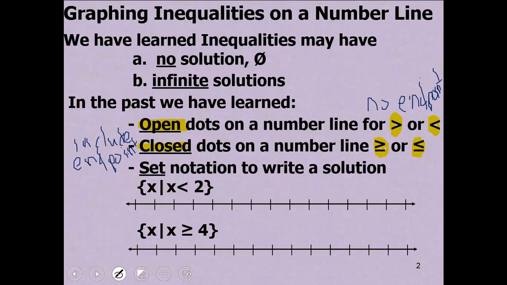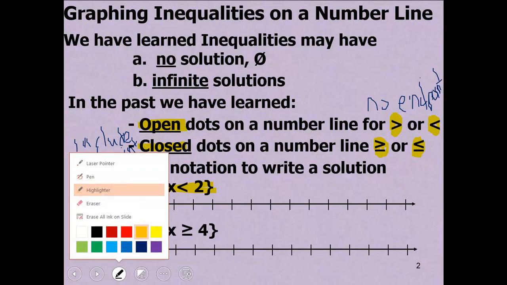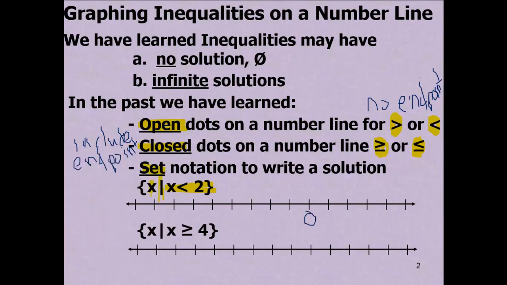Okay. The notation we've used is called set notation, and it reads like this: all x's such that x is less than 2. All right, when we graphed this, if we said here was 0, this is 2, we would use an open dot at 2, and then we would use a line to the left because the arrow is pointing to the left and the variable is on the left. All right, so that's how we would graphically display all x's such that x is less than 2.